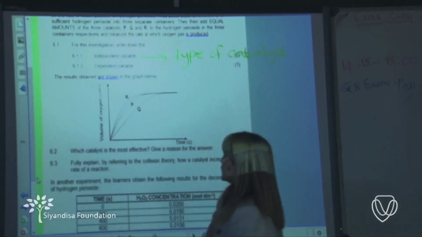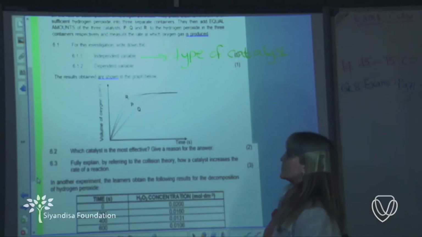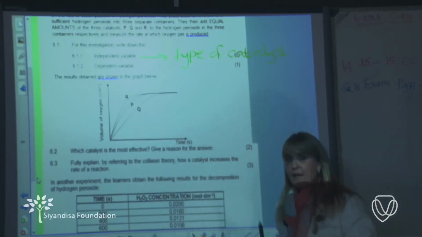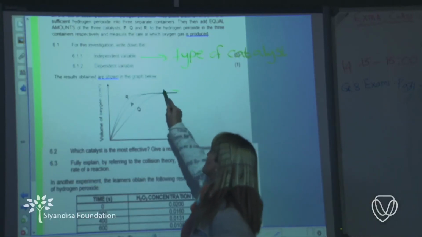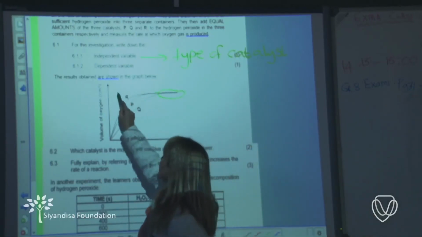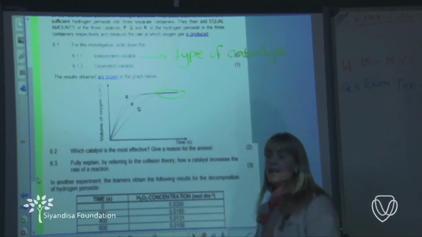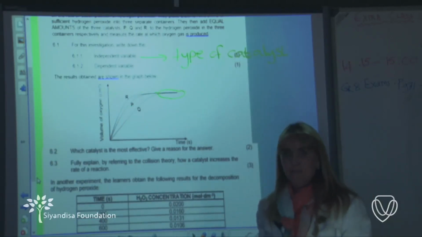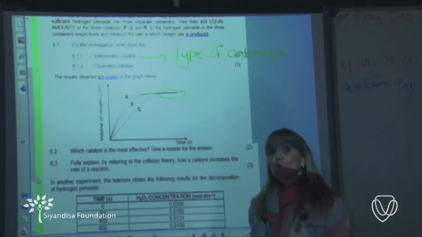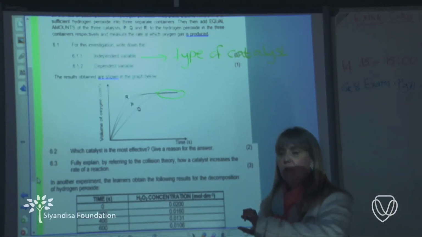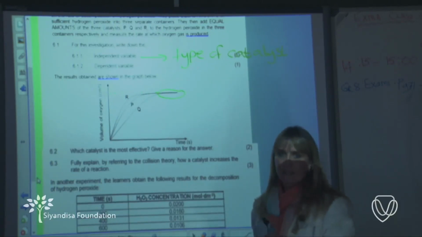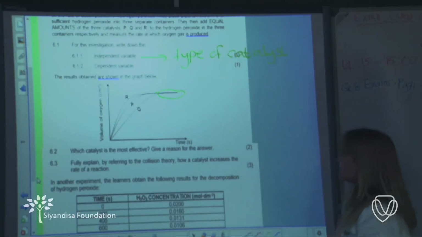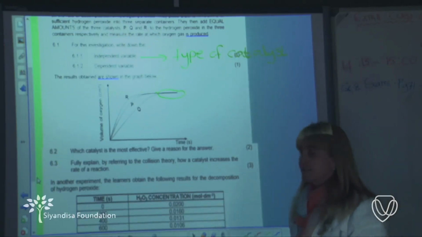All right, the results are shown in the graphs below. So for each of them, we have got R, P, and Q. Each of them produces the same amount of oxygen. That is very important to remember, that the same amount of oxygen will be produced in each of these cases. But how quickly that oxygen is produced will depend on the catalyst that is used. 6.2. Which catalyst is the most effective? Give a reason for your answer.